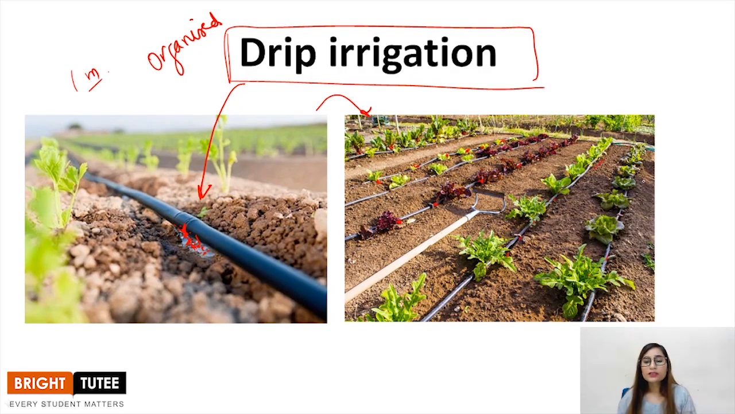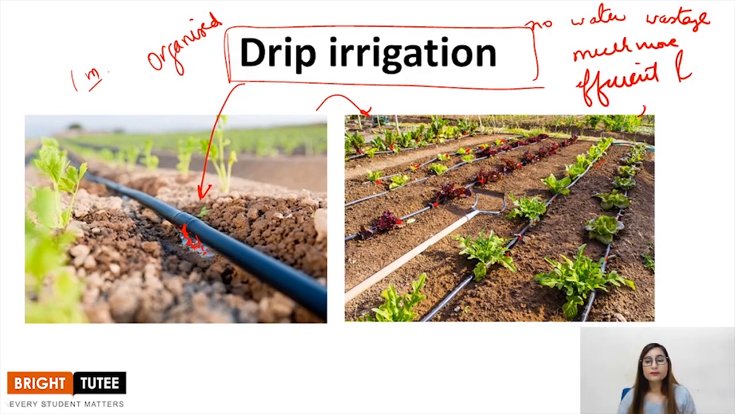Now, because it is a drip irrigation system, there is no water wastage. It is much more efficient, right? And economical as well. It does not use much water because water is directly sent to the respective plants and there is no water wastage. So this is a modern system and it is very efficient.